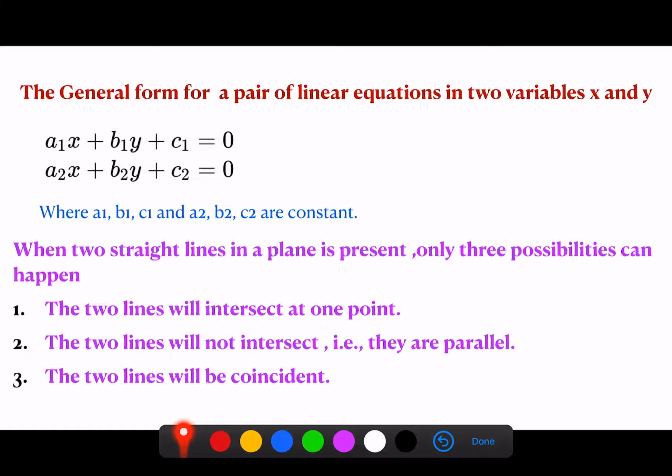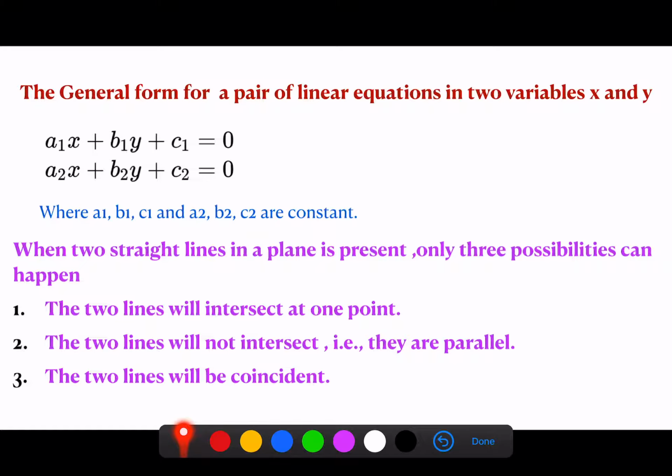Now I'm showing you what a two variable linear equation looks like. Here a1x plus b1y plus c1 equals 0, and another one is a2x plus b2y plus c2 equals 0. Here a1, b1, c1, a2, b2, c2 are all constants. Now when two linear equations are present in a plane, what will happen?